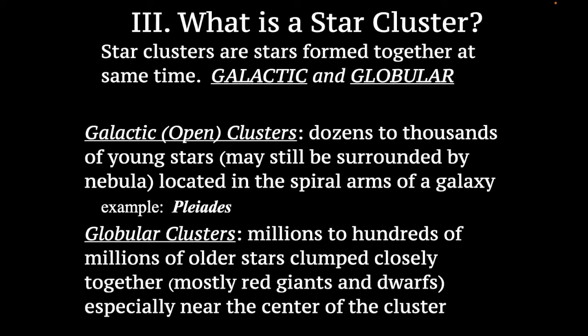Now, globular clusters are going to be not dozens to thousands, but millions to hundreds of millions of older stars. And they're going to be clumped closer together. This is going to be your red giants and your dwarf stars, but they're especially near the center of the cluster. So galactic or open, more spread out. Younger stars can still be found maybe near and in a nebula. Globular, they're closer together. There's more of them and they're older.